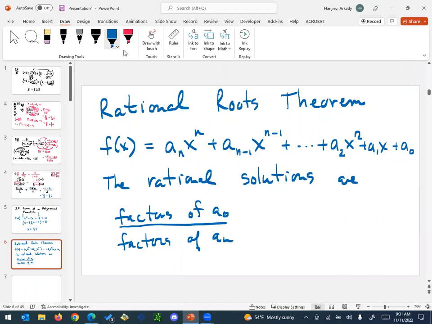So this guy here is a sub 0. It just means that it's the constant, the term that does not have an x on it. The possible answers are factors of a sub 0 and factors of a sub n. And what we normally do in mathematics is just write this as P over Q.